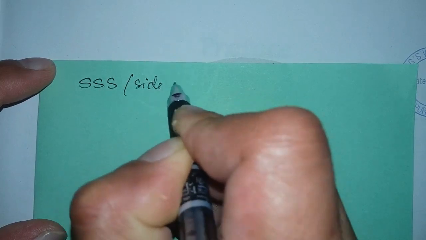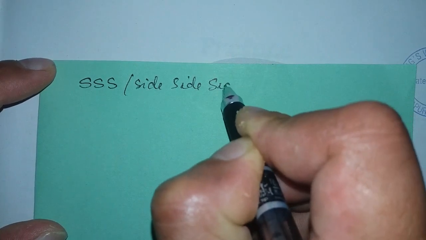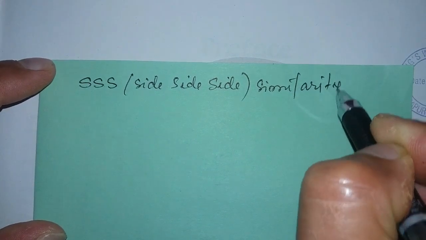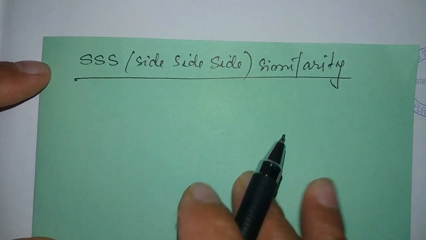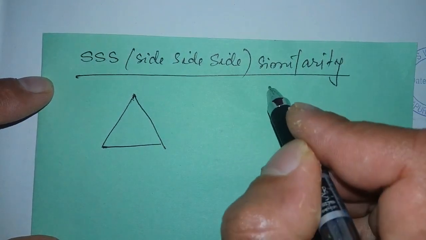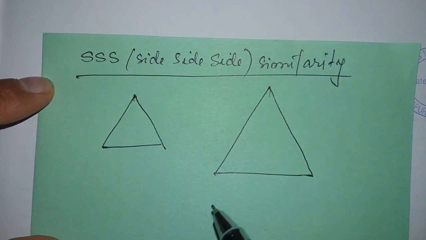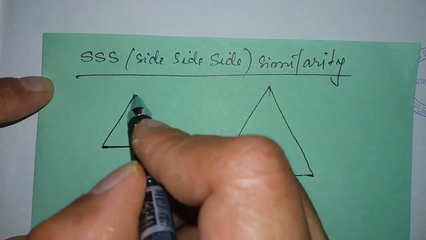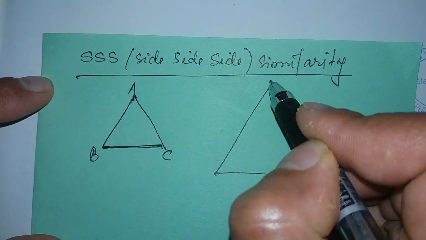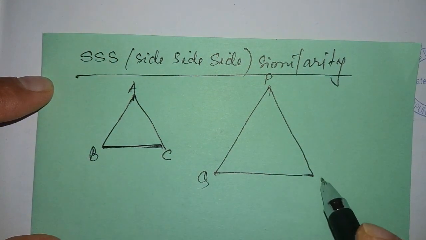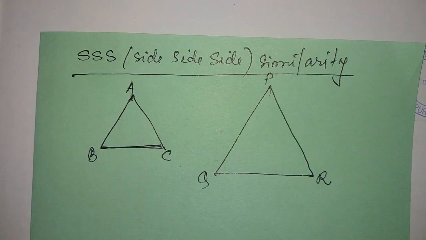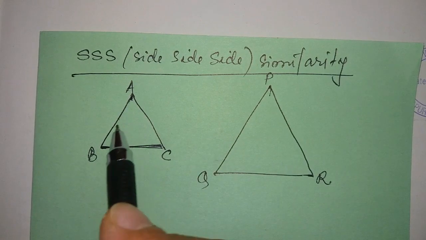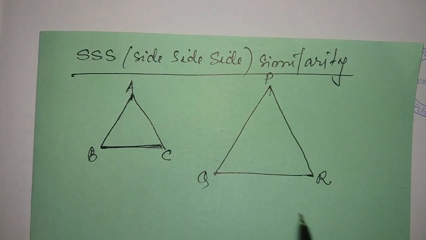Now let's see SSS similarity, side-side-side similarity. What the theorem says is, if the corresponding sides of two triangles are proportional, then the two triangles are similar. If two triangles are such that the corresponding sides are proportional, then the two triangles are similar.